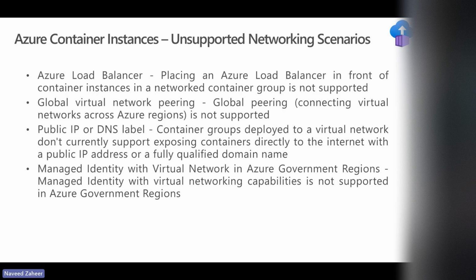So let's say you have one VNet in East US2, another VNet in West US2, and they are peered. You cannot access resources from an ACI in the other, globally peered VNet. That is not available.